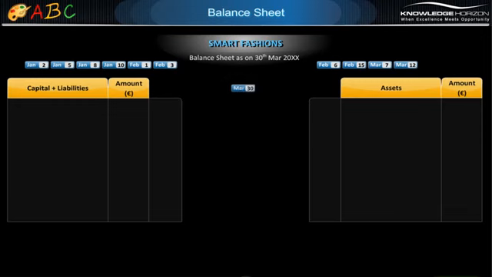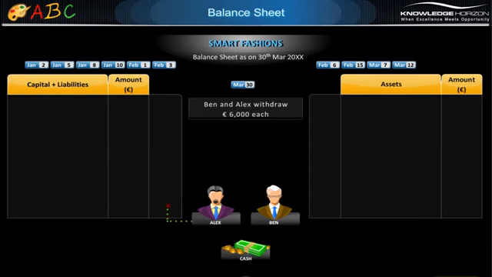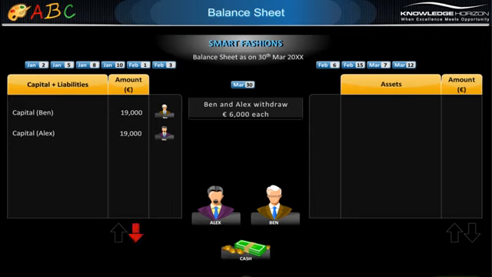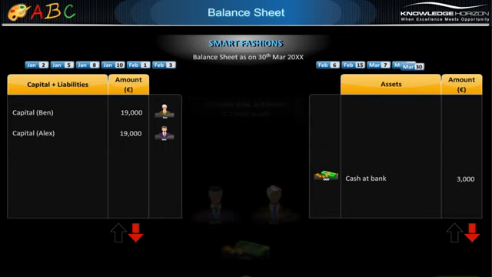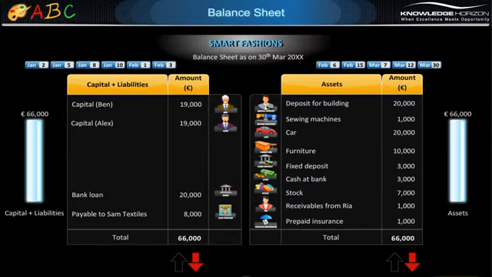On 30th March, Ben and Alex withdraw €6,000 each. The withdrawals reduce their respective capital by €6,000, which decreases the total liabilities. At the same time, the cash at bank on the asset side also reduces by €12,000. Both sides of the balance sheet now total €66,000.